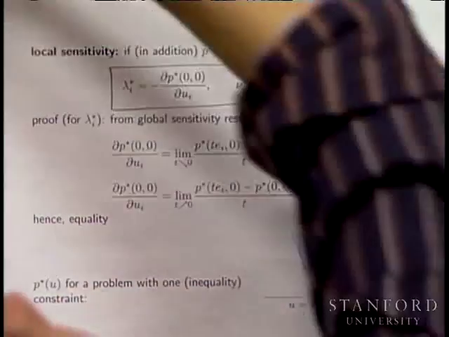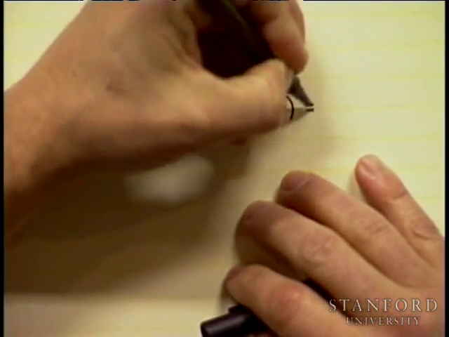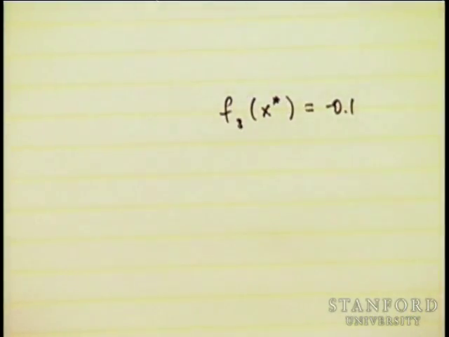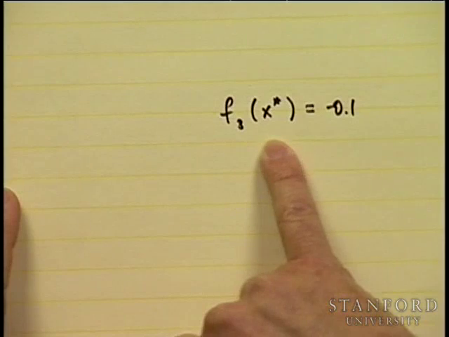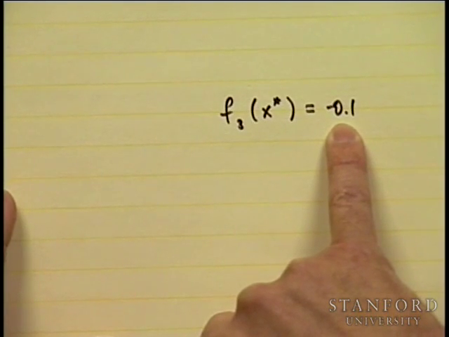Ready? Let's do this. Let's solve an optimization problem. And let's suppose that f3 of x star is equal to minus 0.1. OK? What does it mean? It means that the third inequality constraint is slack. It's not tight.